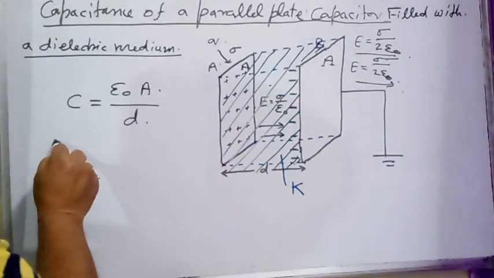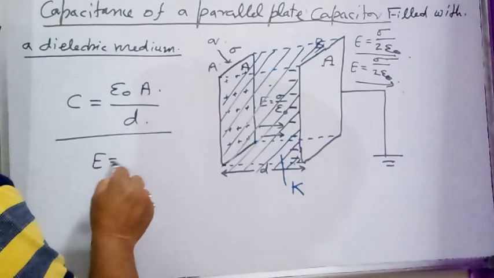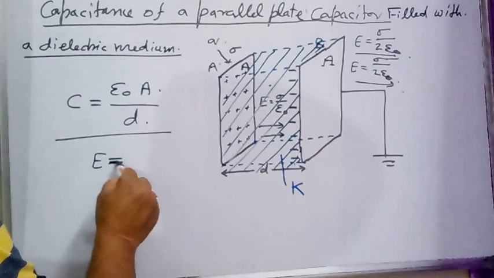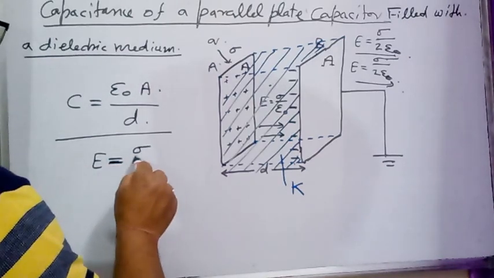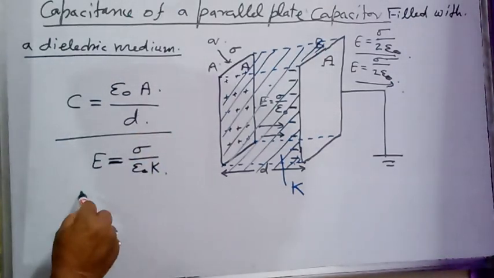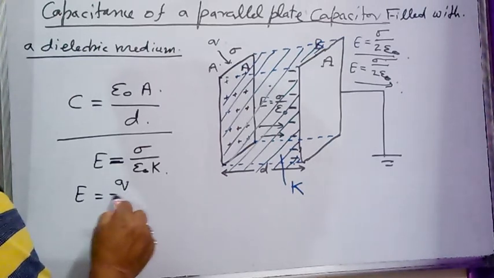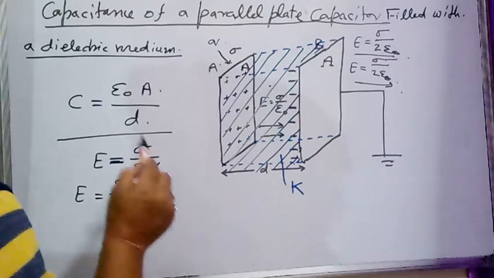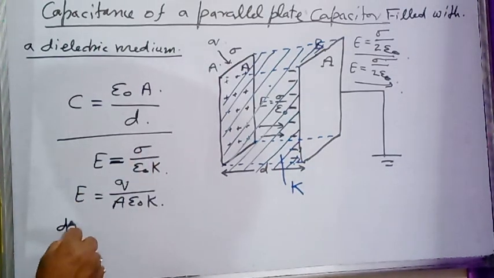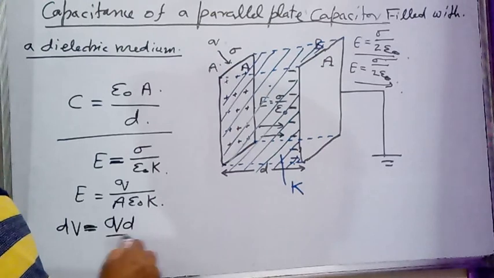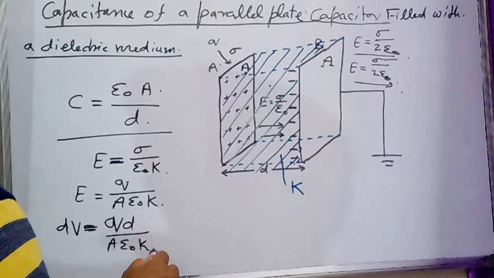As you know, the value of the electric field in the presence of a dielectric medium becomes 1/K times its original value. So if we start from the initial formula, the value of E can be written as sigma divided by epsilon naught into K, and the electric field can be written as Q divided by A into epsilon naught into K. So the potential difference dV is going to be Q into d divided by A epsilon naught into K.